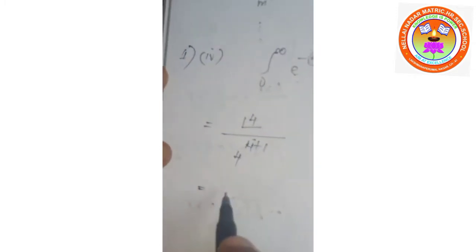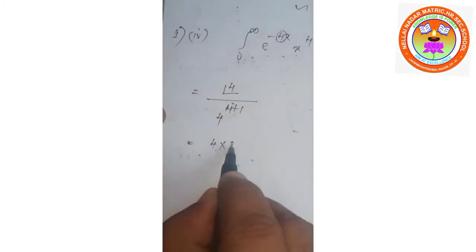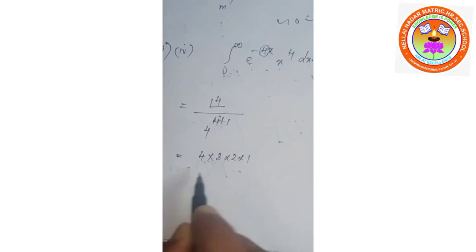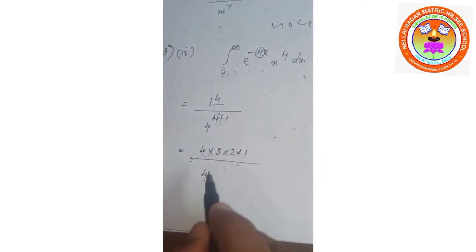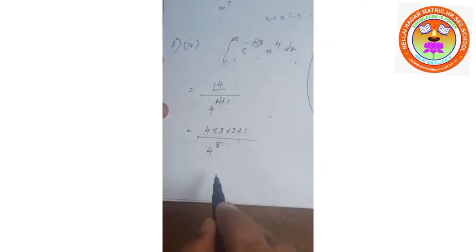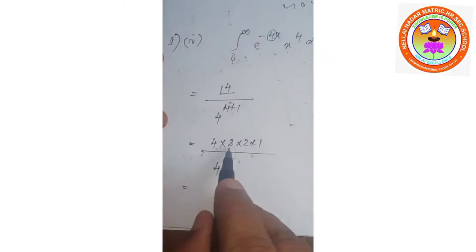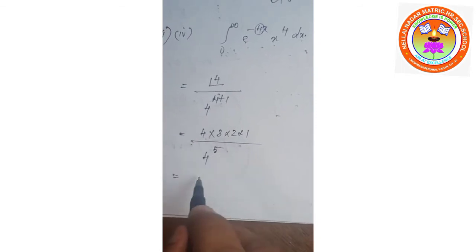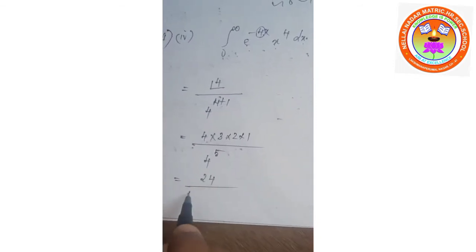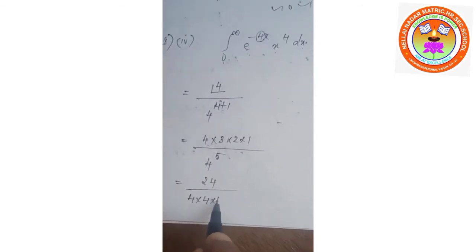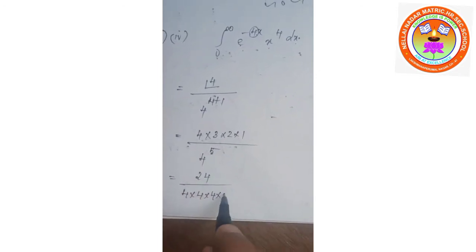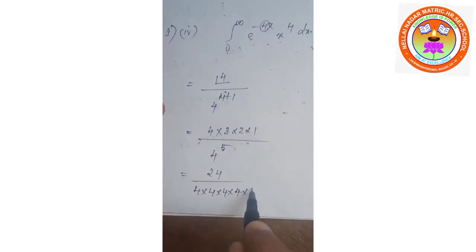Factorial 4 is equal to 4 into 3 into 2 into 1, divided by 4 power 4 plus 1, that is equal to 5. 4 3s are 12, 12 2s are 24, 24 1s are 24, divided by 4 written 5 times, because 4 power 5 means 4 has to be multiplied 5 times.